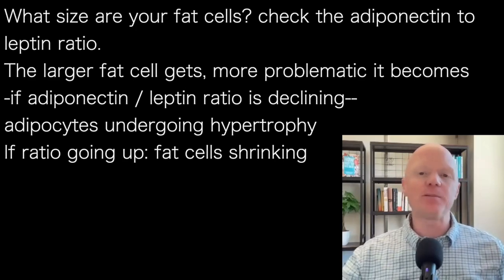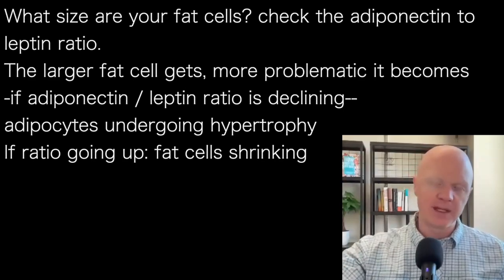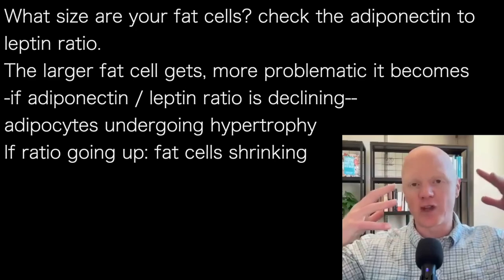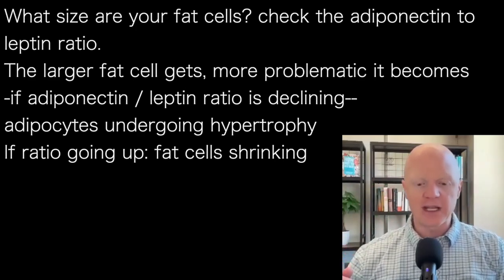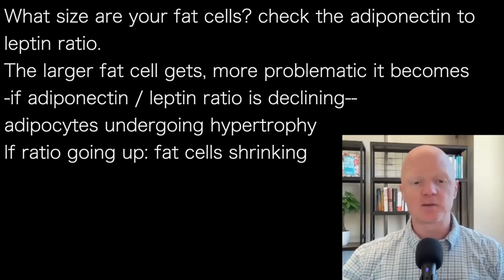Thus, if the adiponectin to leptin ratio is going down over time, that suggests that the adipocytes are undergoing hypertrophy. If someone were to measure this and they found that their adiponectin to leptin ratio were going up, it would suggest that the fat cells were shrinking, which is, of course, going to be an overall favorable metabolic change.